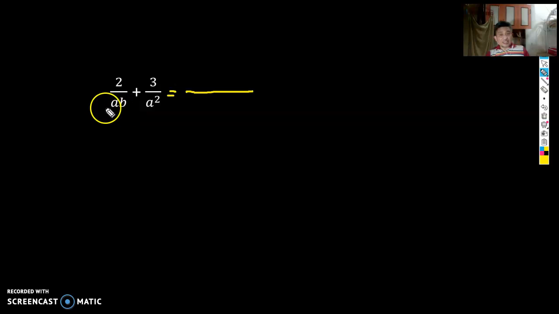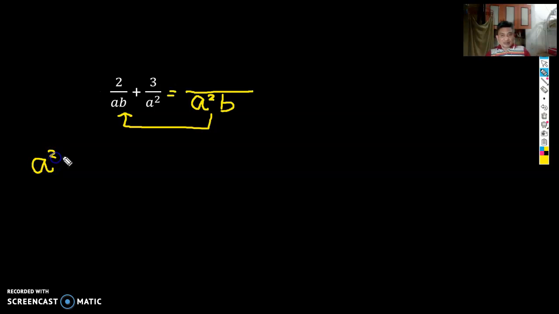So the LCD of AB and A squared is A squared B. If you are not familiar with getting the LCD, you can watch the former videos that I've recorded. Next step is divide the LCD by the first denominator.